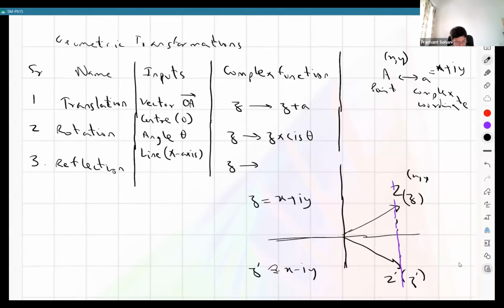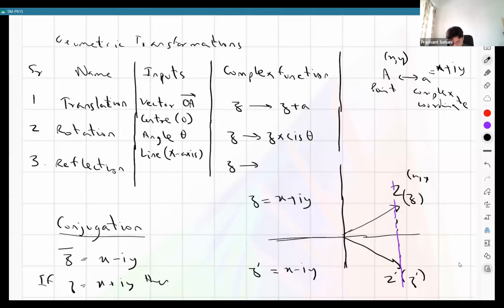So there is a special name given to this operation. It is called conjugation. This is an operation done on complex numbers, and it is denoted by a bar on top of the z. So z bar is called the conjugate of z. So z bar is x minus iy. So if z is x plus iy, then z bar is x minus iy. In that notation, I can just denote this by z bar.